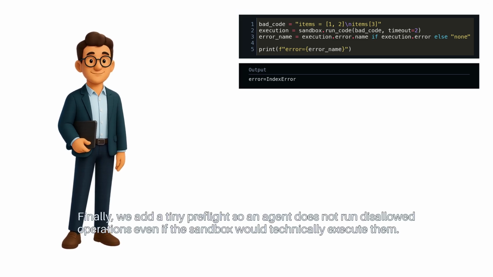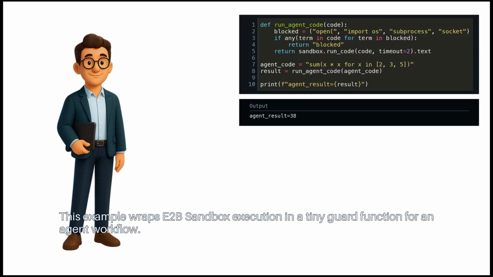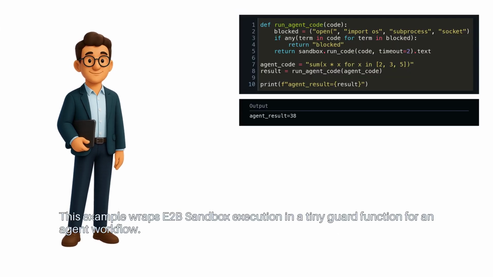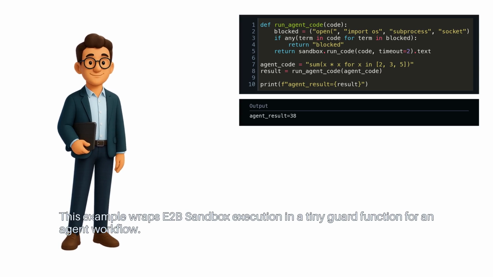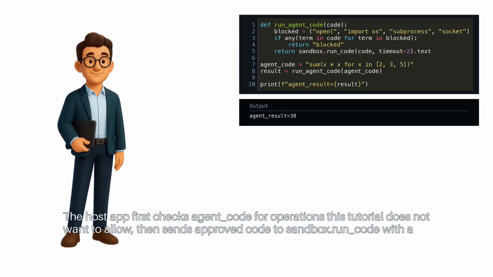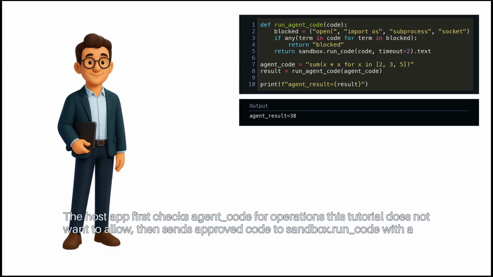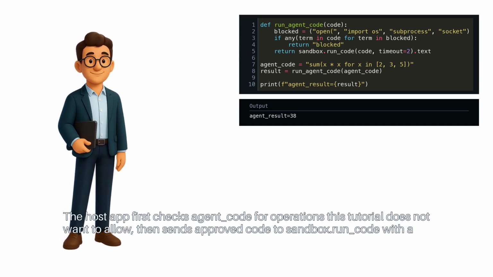Finally, we add a tiny preflight so an agent does not run disallowed operations, even if the sandbox would technically execute them. This example wraps E2B Sandbox execution in a tiny guard function for an agent workflow. The host app first checks agent code for operations this tutorial does not want to allow, then sends approved code to sandbox.run_code with a timeout.